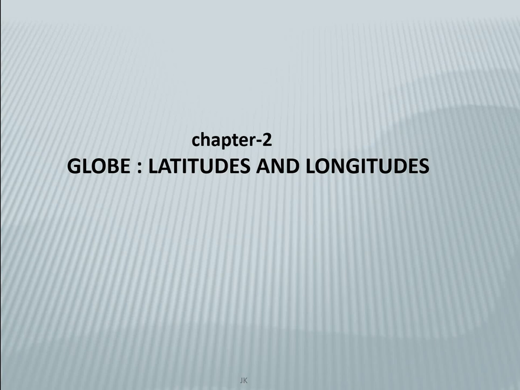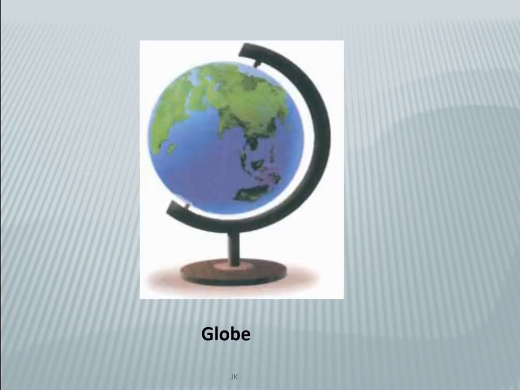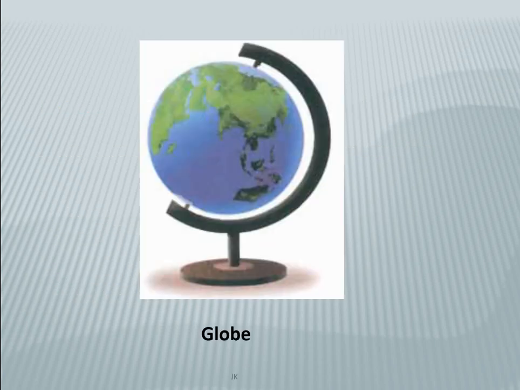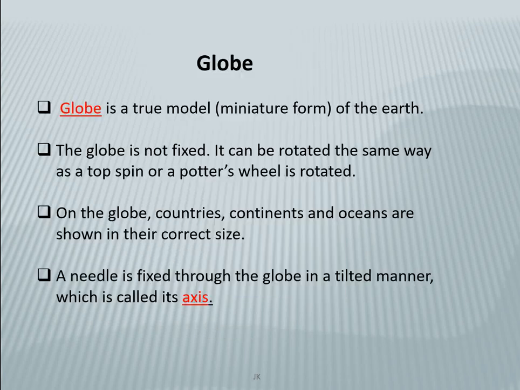So let's see what a globe is. Here you can see an image of a globe. You can see it is a model form of the earth. So globe is a true model, a miniature form of the earth. As you can see, a needle is passed through the middle of the globe so that it can spin around its axis, like the earth rotates around its own axis from west to east. Okay, so this is what a globe is.